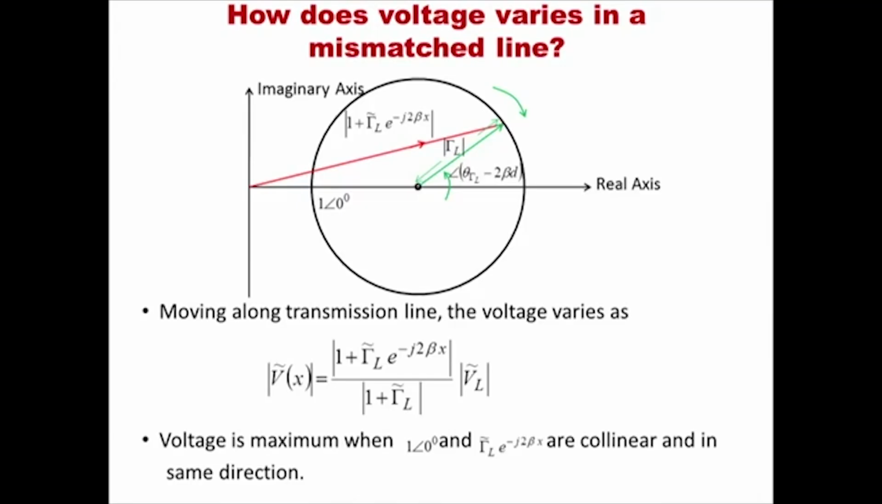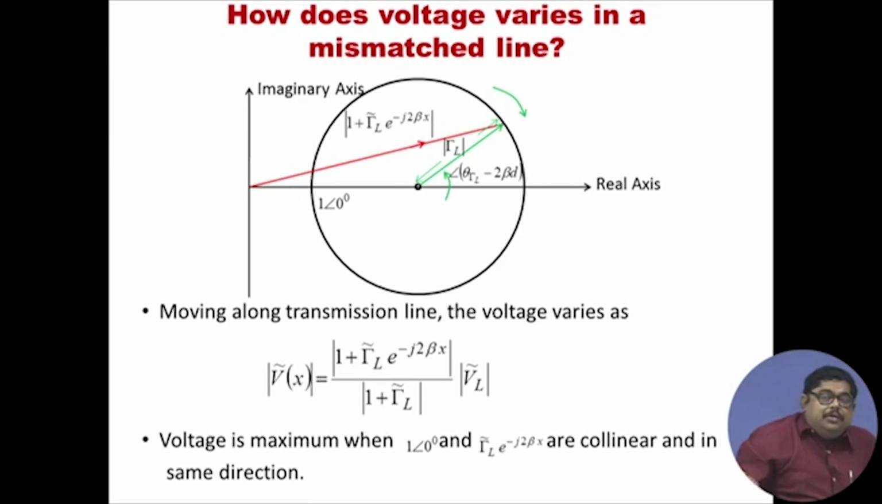Voltage will be maximum... if you look at this, the variation along the line, that means the x variation, comes from the numerator only, 1 plus gamma L e to the power minus j 2 beta x. That is the only variable thing; the others are all constant, because the load reflection coefficient is a load property. Once I start moving, the variation is in the upper one. For the maximum, you see two phasor quantities: one is 1 at angle 0, a real axis line, and another is gamma L e to the power minus j 2 beta x.